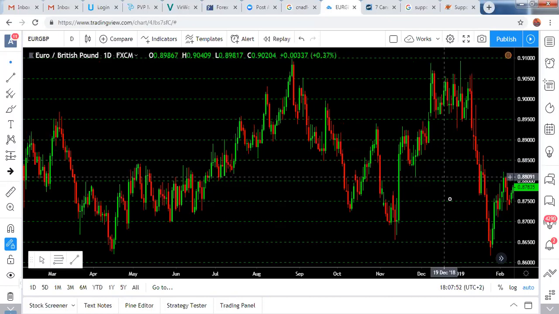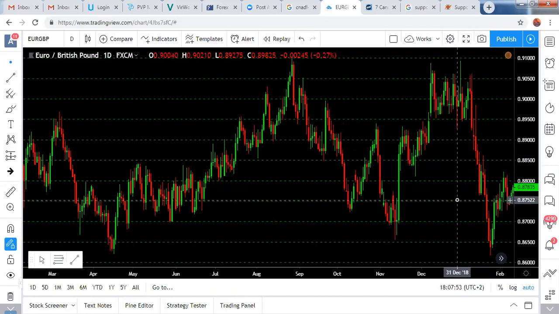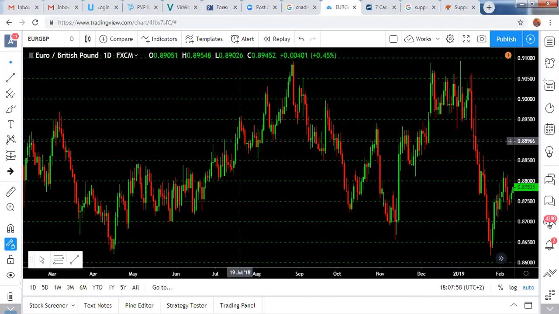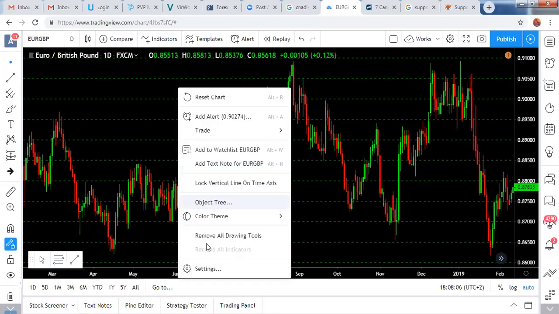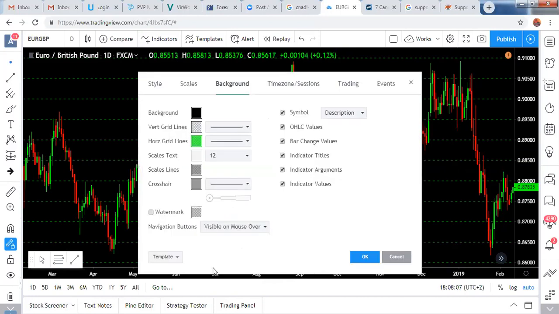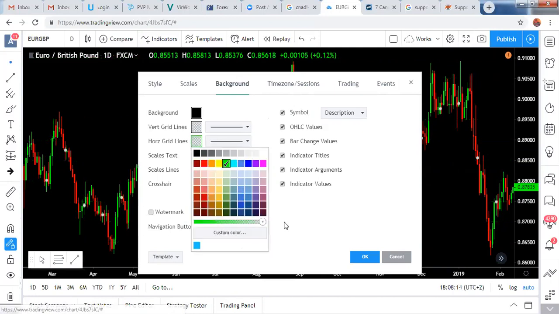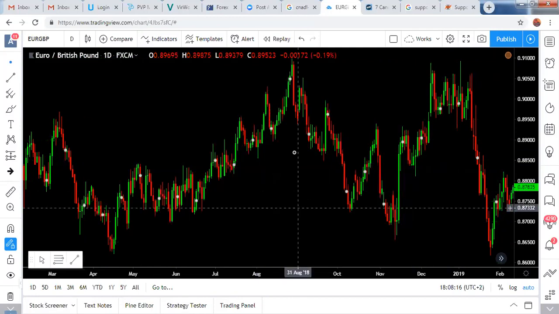Those are what I call psychological support and resistance. They are very key to me. I cannot trade without using them. I cannot analyze a chart without using them. Let me show you something. Let me remove my psychological support and resistance levels. Let me remove them completely, and you're going to see that you feel like you're lost on the chart.